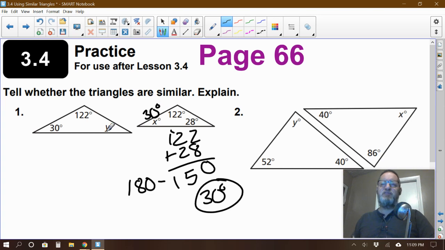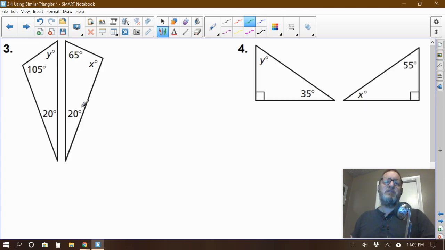Do we have two angles in common between these two triangles? Well, yeah, sure we do. We have a 122 and a 30 here, and there's a 122 and a 30 here. So you would say, yes, these triangles are similar. Why? Because they share two angles in common. And guaranteed, if we figure out this third angle on the other triangle, it will also be 28. But all we have to do is say that the two angles are the same, and we're done and ready to move on.